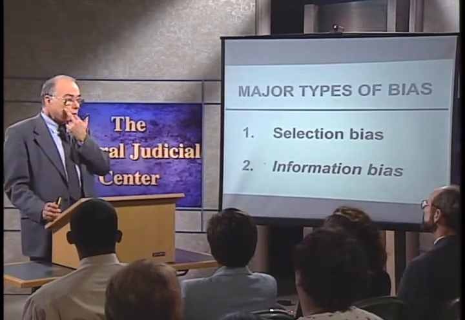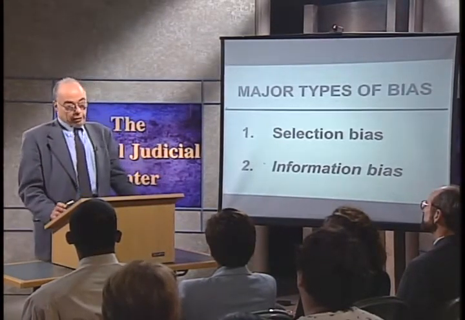We may have a bias in the type of information we obtain. How good is the information? Does it differ from one group to another? And what we try to do is to minimize the types of bias that might occur in a study, and also to characterize the bias so we know the extent of the impact that the bias could have on our findings.